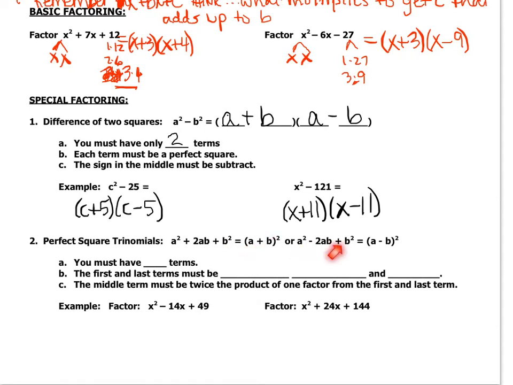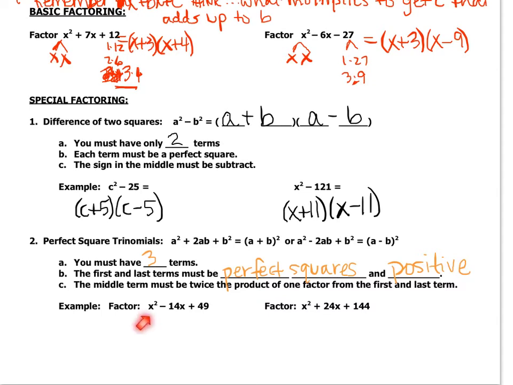Or if you have a minus sign, a minus here and a plus here, it's going to be a minus b, the quantity squared. So what we have to remember for this one is we must have 3 terms. The first and the last terms must be perfect squares, and positive. Your middle term can be negative, but the first and last have to both be positive.